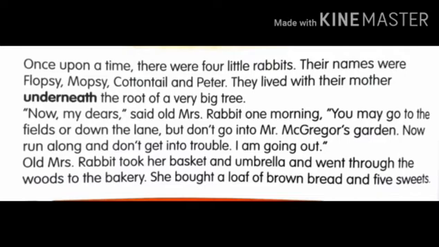And where did mother ask them to go? She asked them that they can go into the fields or down the lane. Lane means a road, a narrow road. So they can go down the lane and they can go into the fields, but she warned them not to go into the garden which belongs to Mr. McGregor. "Now, run along and don't get into trouble. I am going out." So mother said that they can run but they cannot get into trouble. So mother is going out.